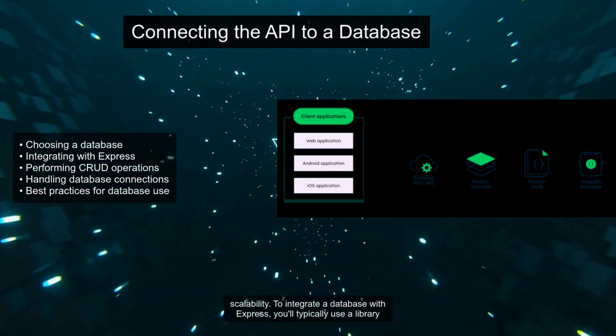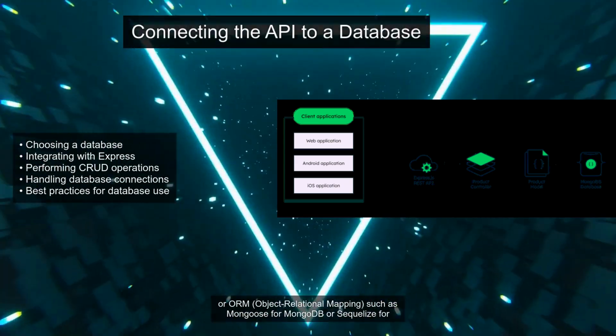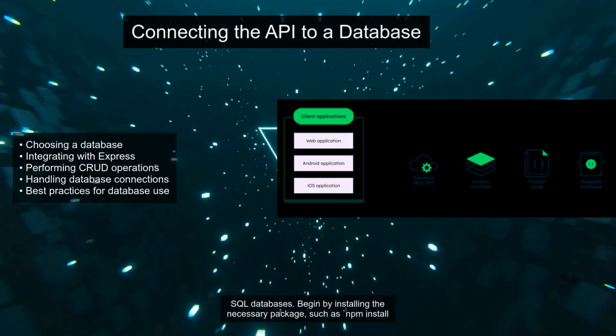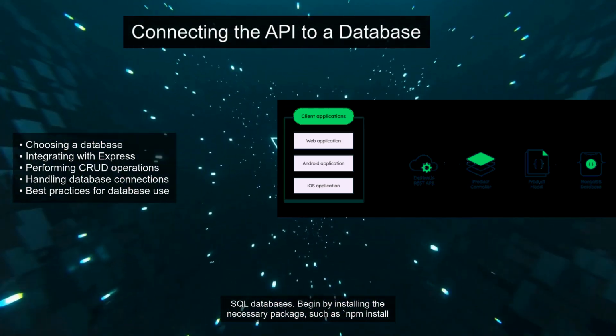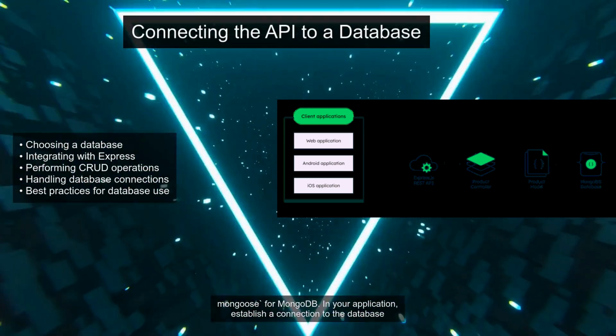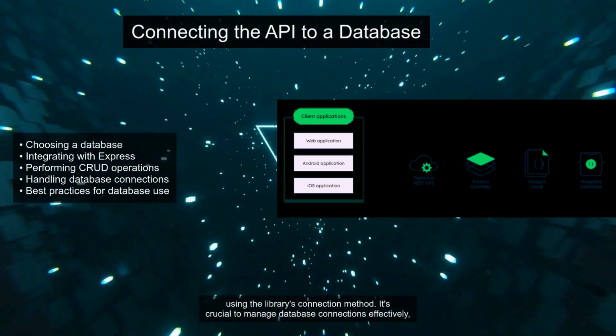To integrate a database with Express, you'll typically use a library or ORM, object relational mapping, such as Mongoose for MongoDB or Sequelize for SQL databases. Begin by installing the necessary package, such as npm install mongoose for MongoDB. In your application, establish a connection to the database using the library's connection method.